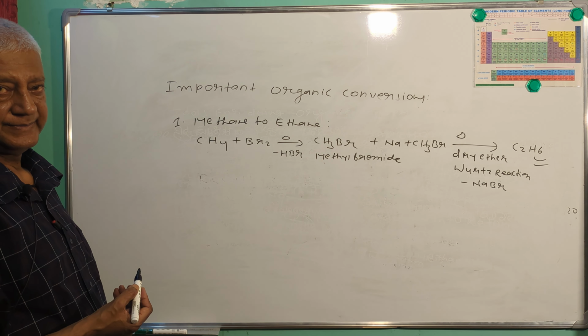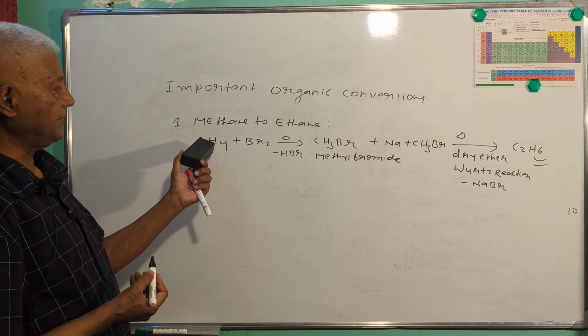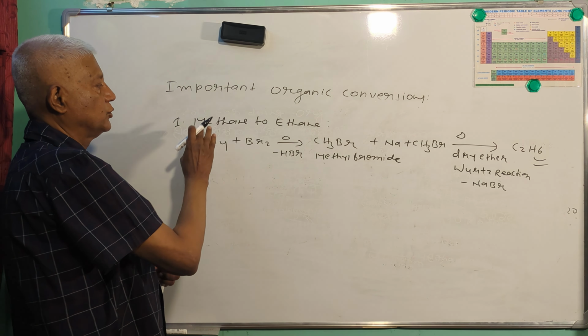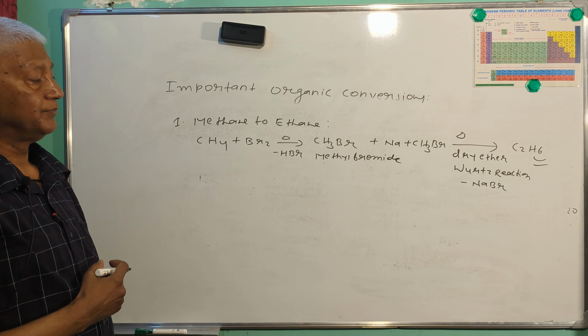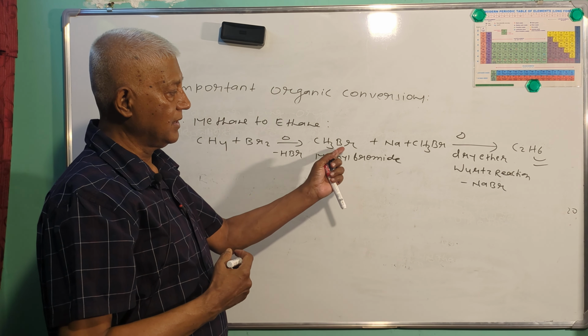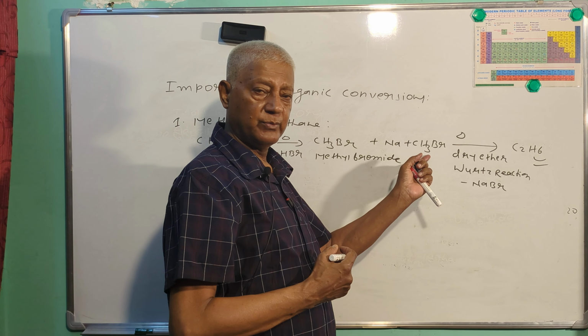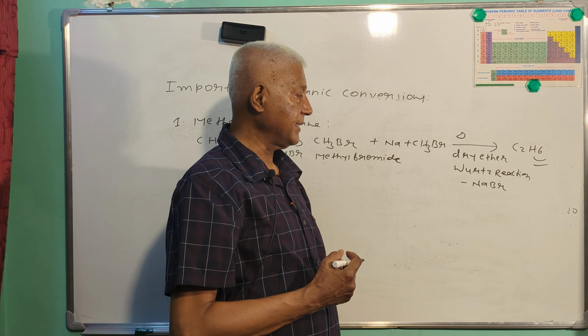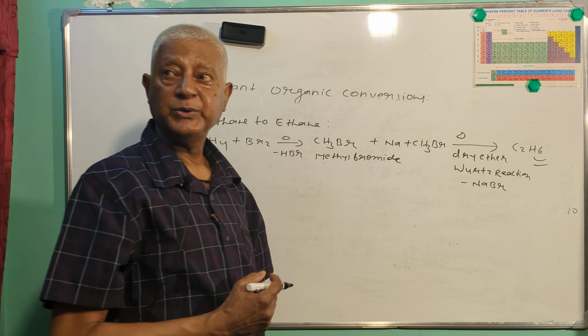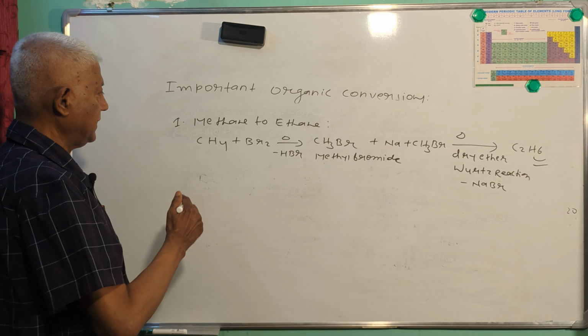So if you are asked in the examination how to convert methane to ethane, we convert it like this. At first, methane is converted to alkyl halide. Then, to increase the carbon atoms, we do the Wurtz reaction, and we get C2H6.